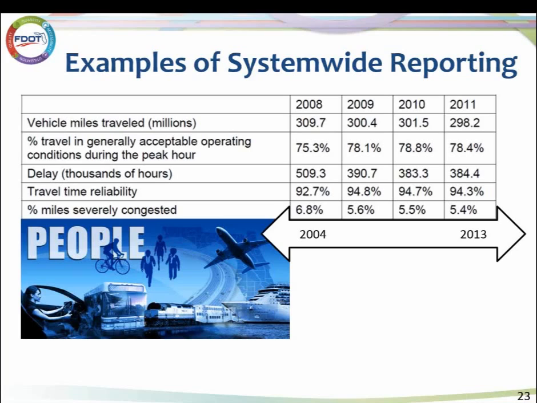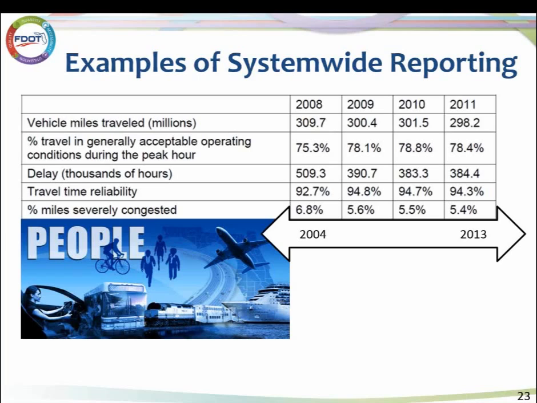These vehicle miles traveled, I believe, would be for the state highway system. Generally acceptable operating conditions for the state highway system. Delay for the state highway system. Travel time reliability for the freeways. Only the freeways in the state. The miles severely congested would be for the state highway system as well.